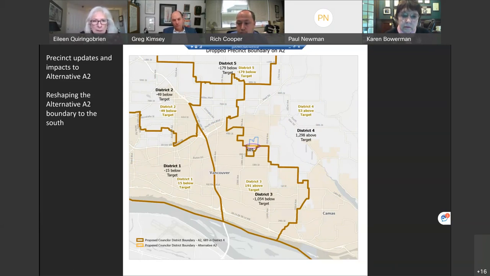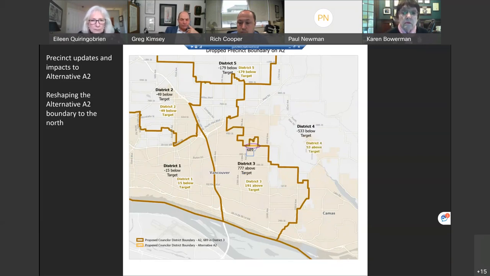As you see, there are two sets of population deviations there. The original without the change is, for example, District 3 is 191. With that small boundary change to follow the new precinct, it would be 1,054 below target. So just that small change in that highly populated area would throw things off. What if you went, no, that much below target instead of 191 above? Yes. Wow. Yeah, it's just a densely populated area. And if you took that boundary to the north, that would be the difference there. District 3, instead of 191 above, it would be 777 above target.